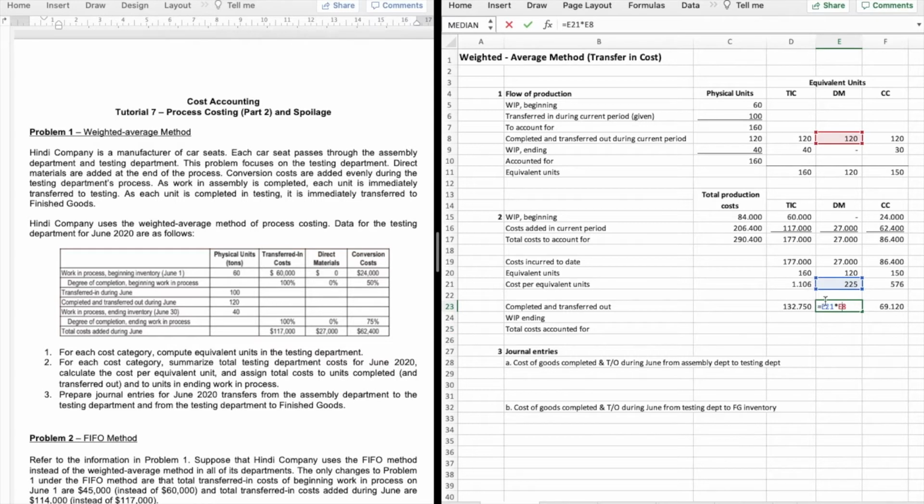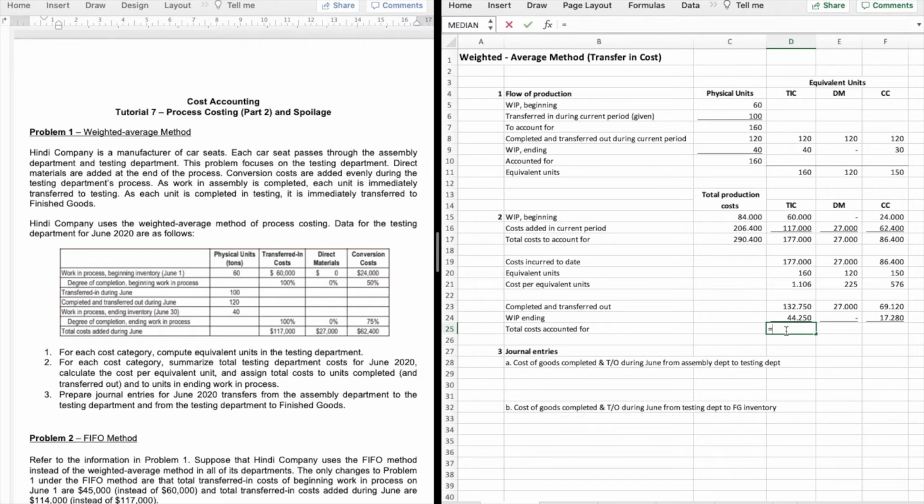We will have cost per equivalent unit times the equivalent unit for completed and transferred out in direct materials. And then it goes the same with the conversion costs. And for the ending work in process, now we will multiply the cost per equivalent unit with the equivalent unit in ending work in process.